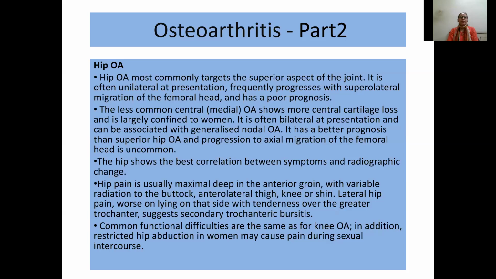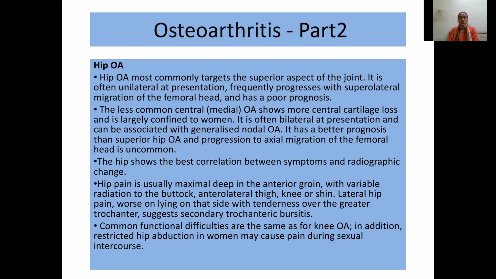Next important osteoarthritis is hip OA. Hip OA most commonly targets the superior aspect of the joint. It is often unilateral and frequently progresses with supralateral migration of the femoral head, and it has a poor prognosis. Much less common central OA shows more central cartilage loss and is largely confined to women.